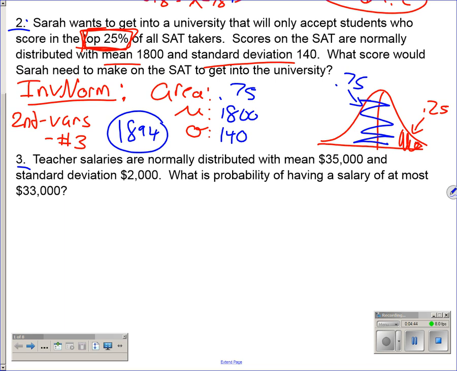Number 3 is the same thing, just working backwards. Since teacher salaries are normally distributed with a mean of 35,000, standard deviation of 2,000, what is the probability of having a salary of at most 33,000? So here it's the reverse. I'm giving you the value. I just want to know the corresponding percent. So what's the operation that we use in our calculator?